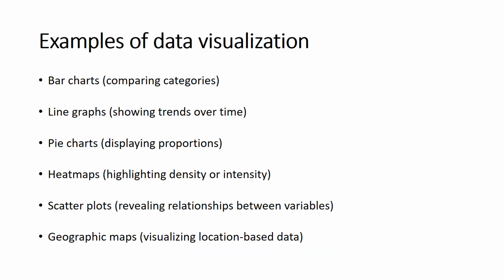Pie charts, that is displaying proportions. Let's say we have 4 categories and we want to show the percentage among all these 4 categories. We can show it with the help of pie charts. Heat maps, that is basically highlighting density or intensity. I have already explained heat maps in my Python playlist as well as in my R Studio playlist. Scatter plots reveal relationships between variables, that is showing correlation. And geographic maps, that is visualizing location-based data. We have already used them in Power BI.